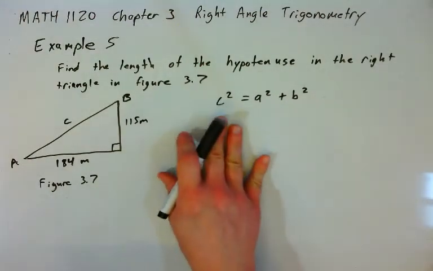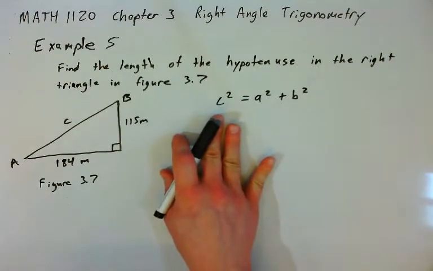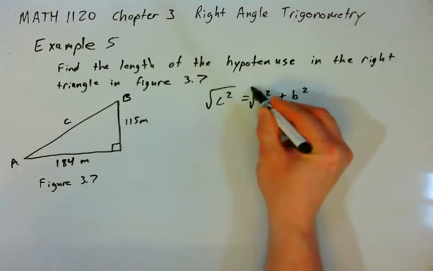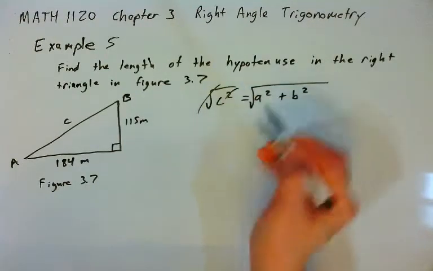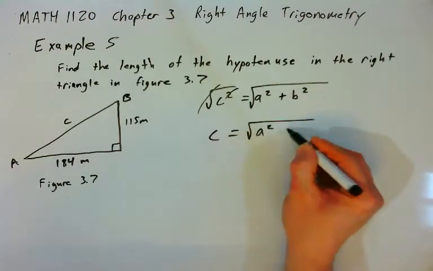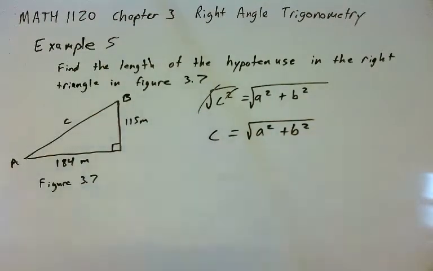We don't really want to know what c squared is. We want to know what c is. And so again, I'll solve this for just c. I'll take the square root of both sides of the equation. And the square root cancels the square, and we get that c is equal to the square root of a squared plus b squared. This is the form of the Pythagorean theorem that I want.